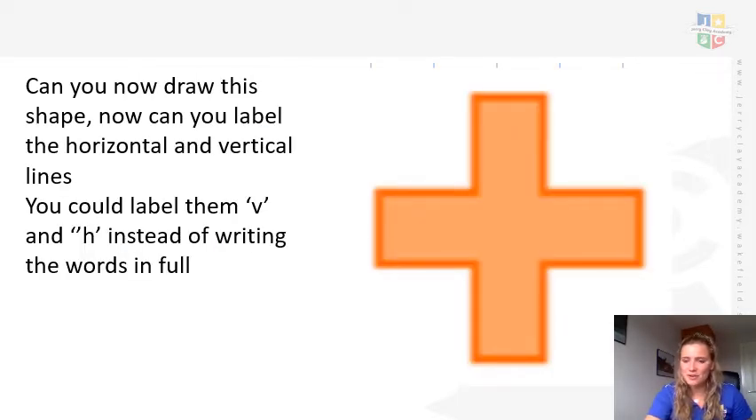Okay, so have a go at drawing this one now, it doesn't need to be too big. Now for this one, you could just label them H and V, H for horizontal, V for vertical, to show which lines are horizontal and which lines are vertical. If you pause the video now, have a go at doing that, and then we'll have a look to see if you've got the same answers that I've got.